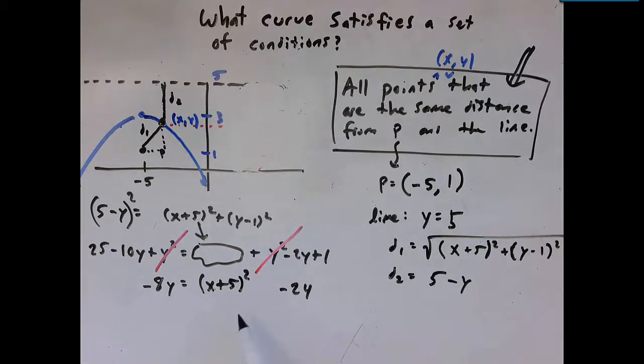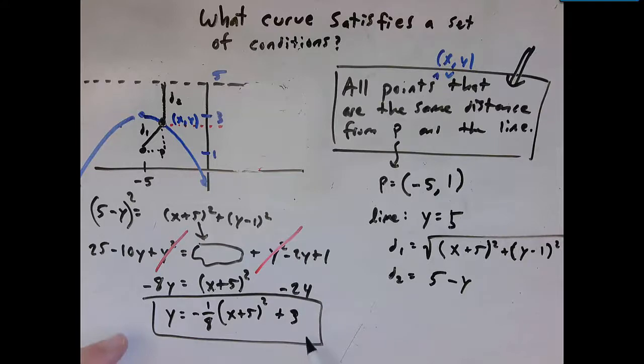And now I can divide through by 8. Well, I guess I'll divide through by negative 8. So that gives me y equals negative 1/8 times (x minus 5) squared. And remember, I'm dividing this by 8, and I'm also dividing that by 8. So that's going to give me positive 3.